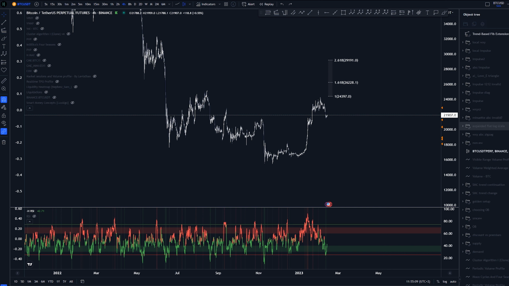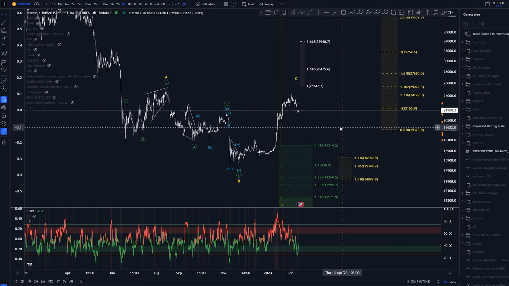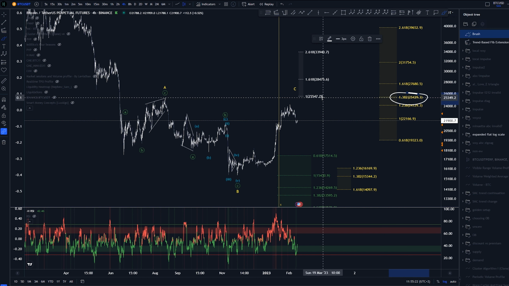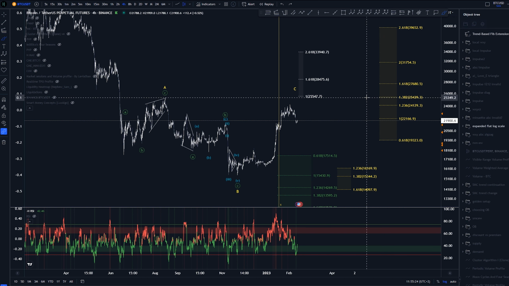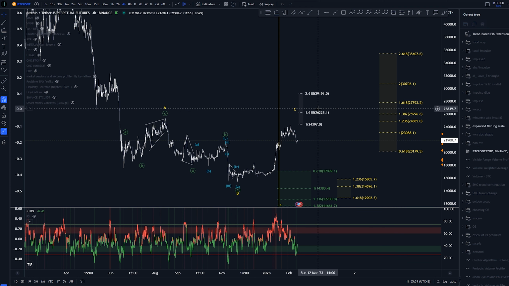Another way of looking at this is this one, where we have this as an expanded flat. Log scale was meant to be used here, and we have some of the targets here, 1.382, exactly where we have this 1-to-1. Missing a bit, like $120, but in this scale it does not really offer too many different ideas. On arithmetic scale, we do have some confluence again, 1.382 and 1.618 here. We're going to be seeing which one of them is going to be hit, if any.